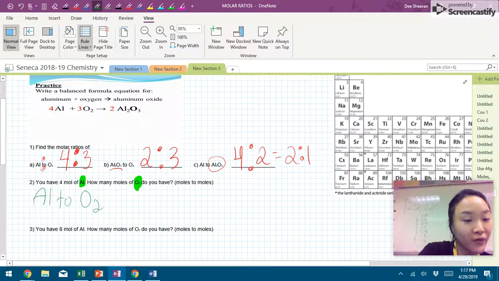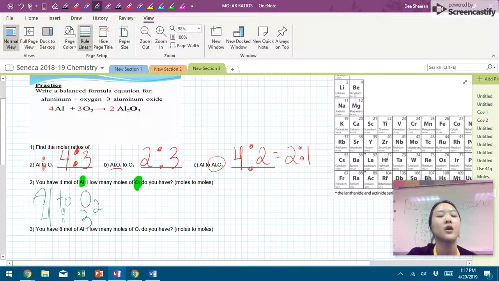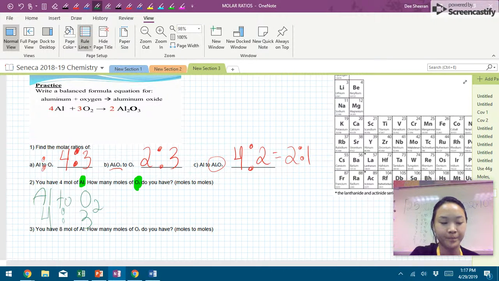If you don't want to reference A, B, or C for your ratios, feel free to go back to your equation. So we have Al, there's a 4, and then O is O2, so it's 4:3. So our ratio for the problem of you have 4 moles of Al, how many moles of O2 do you have? The ratio is 4:3.